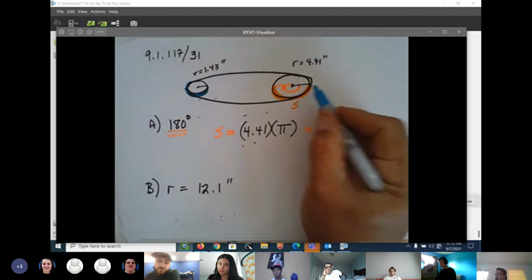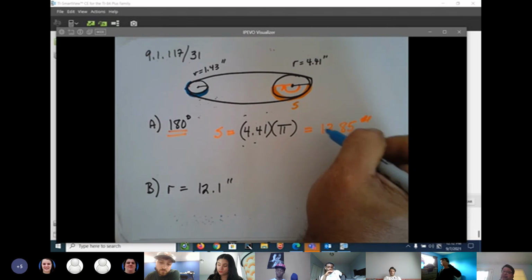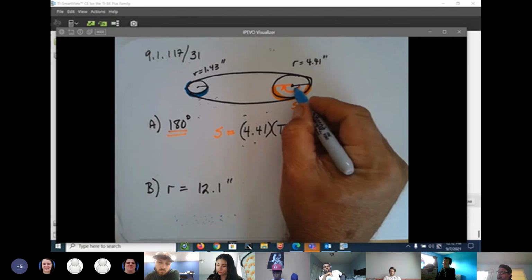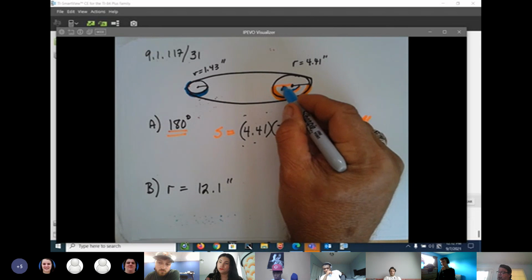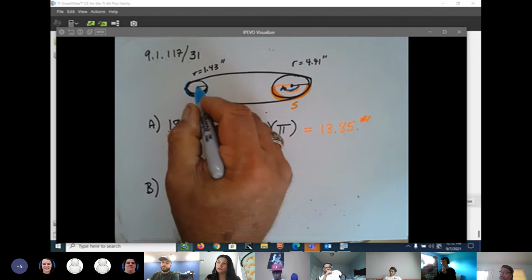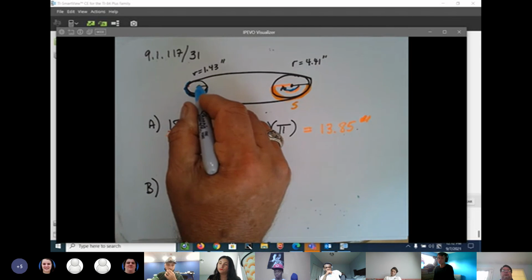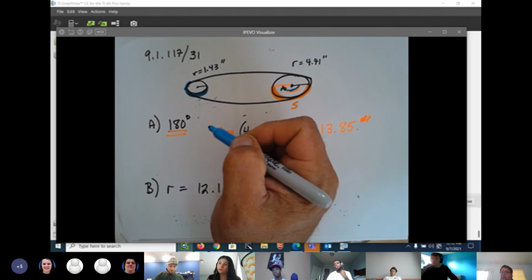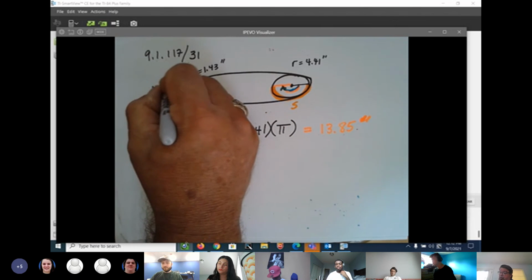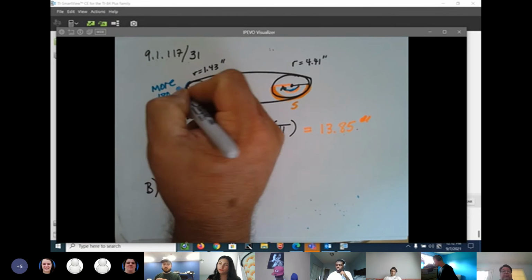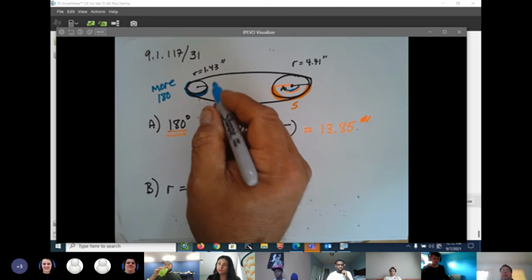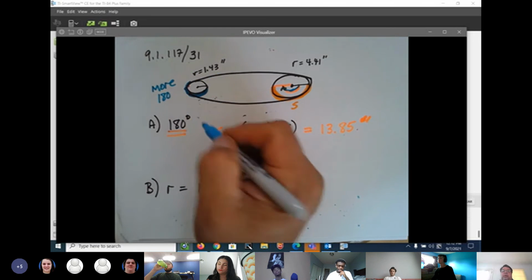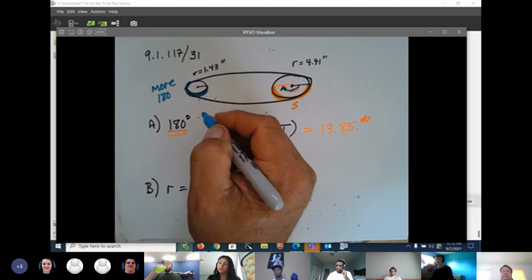If this one turns 185 inches and it is 180 degrees and it's bigger, then what's this one going to be? More or less than 180 degrees? More. It's going to be more than 180 degrees. It might be even more than 360, depending on how small the gear is. Everybody get that?